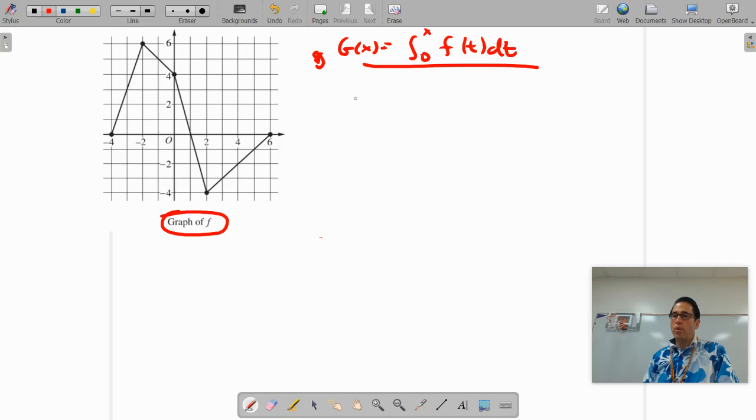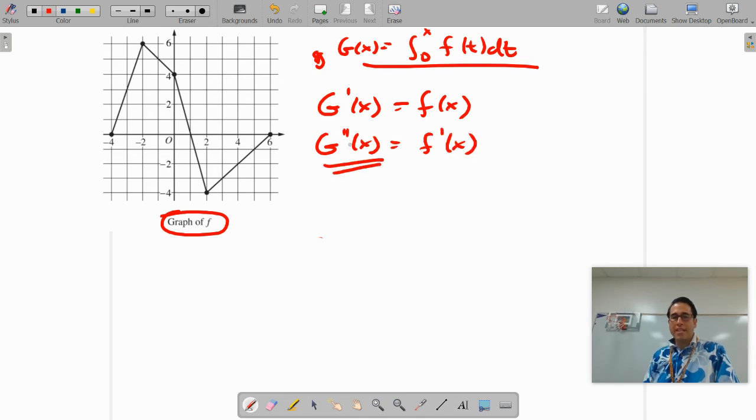Well, if I want to know when G is concave up, that's the second derivative. So first, let's find G prime of x, which is the derivative of an antiderivative, right? Boom. Okay, G double prime of x would be f prime of x. So the second derivative is the first derivative of f, which remember means it is the slopes, okay? And so you could answer the question this easy. You could even draw out a little bit of a sign analysis.